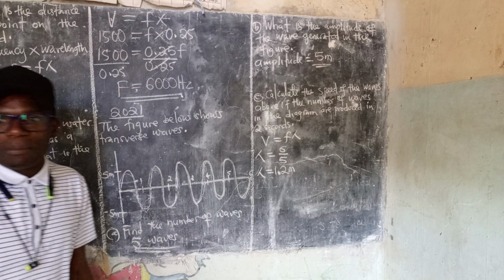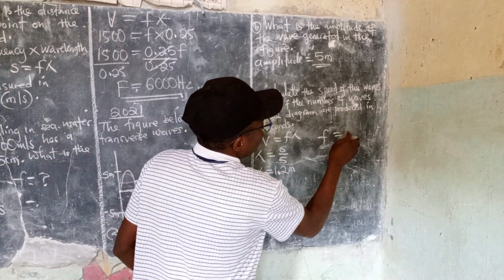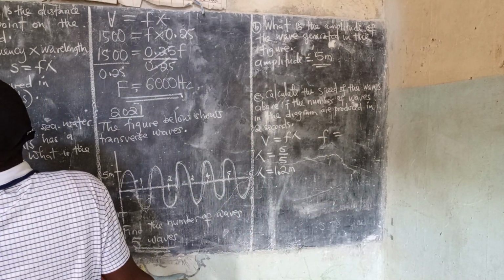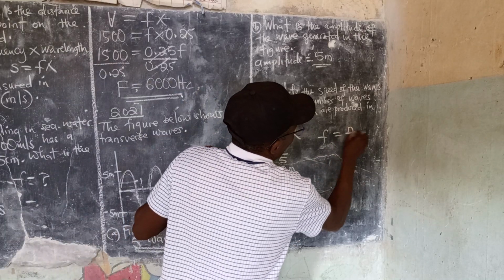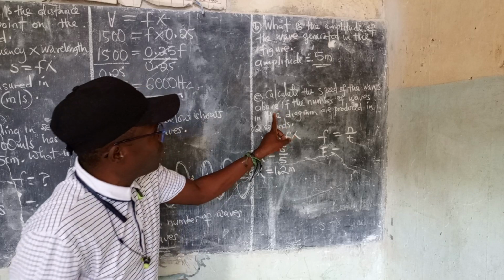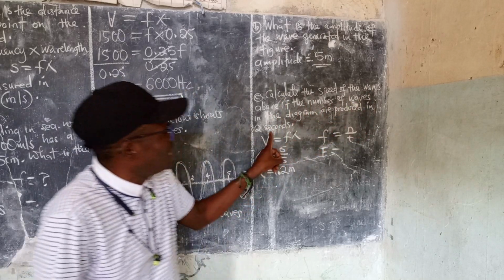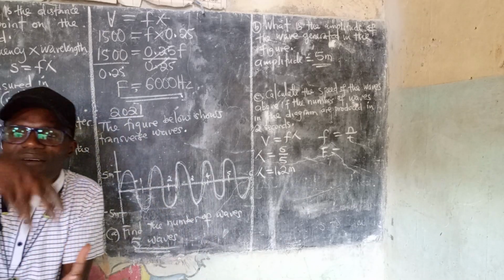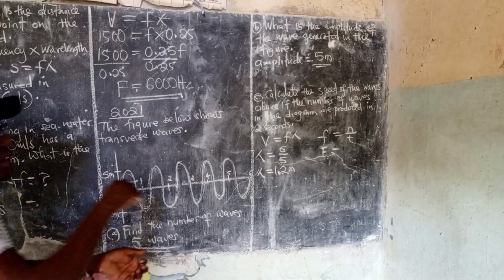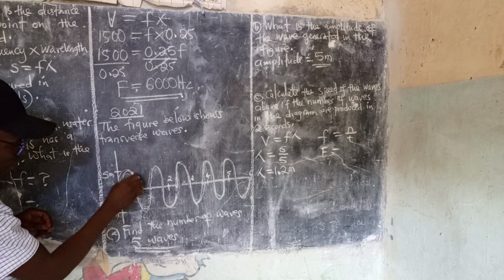Then what else are we supposed to find? We're supposed to find the frequency. So frequency is equal to what? We said frequency is equal to the number of waves over time. So if the waves in this diagram are produced in how many seconds? 2. How many waves are there in the diagram? There are 5 waves.